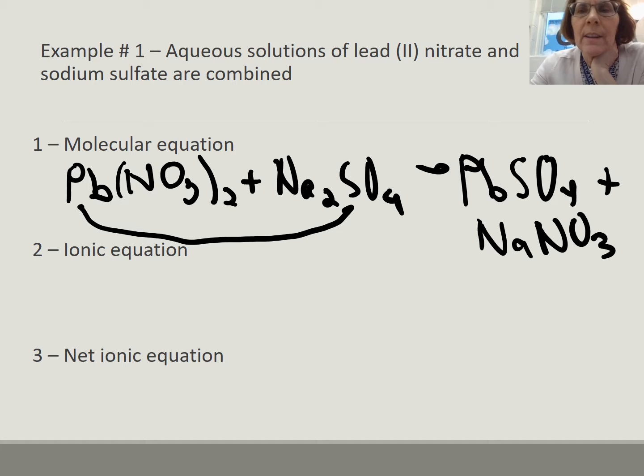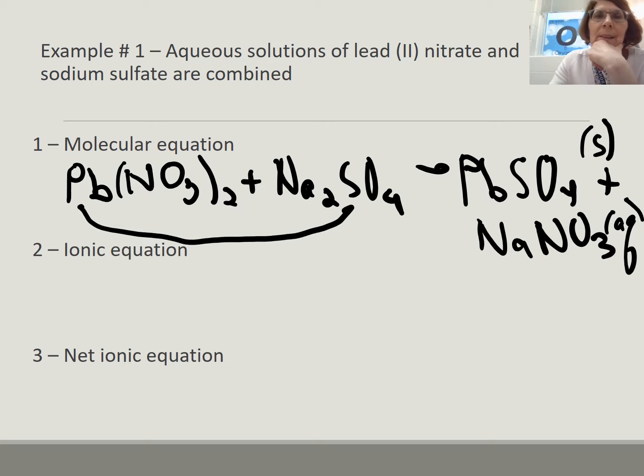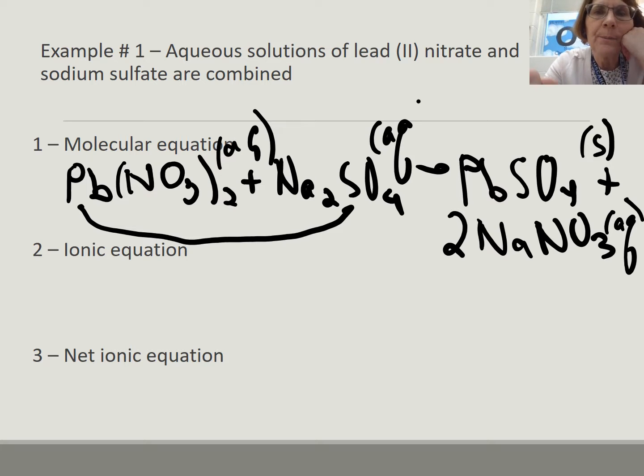NaNO3. So we're going to look at our chart of our products and see if any of them would make a solid. So when we look at lead 2 sulfate, we see that sulfate is hooked up with the lead, so that's going to make our solid right here. And then the nitrate, we look that one up, and it's aqueous. So then we're going to balance it.